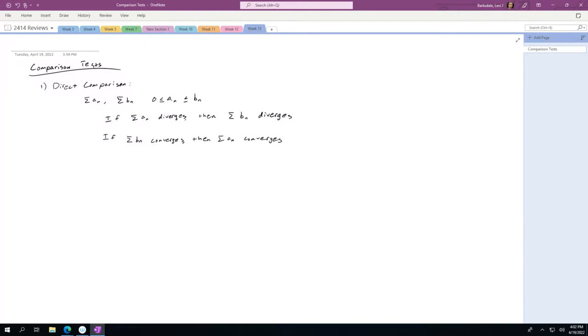And if we wanted to just sketch out a picture for it, we're making both of these series positive, but basically if we have our a sub n and our b sub n, and our b sub n is larger, well then if the sum of our b sub n converges, then a sub n, which is smaller, has to be between 0 and that sum of b sub n, so it would also have to converge. And if a sub n diverged, well then it's going to push b sub n to infinity as well. So then b sub n would diverge as well.